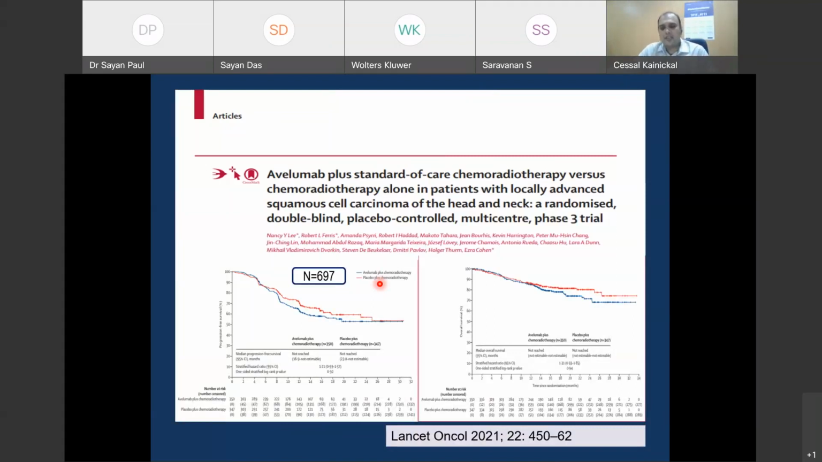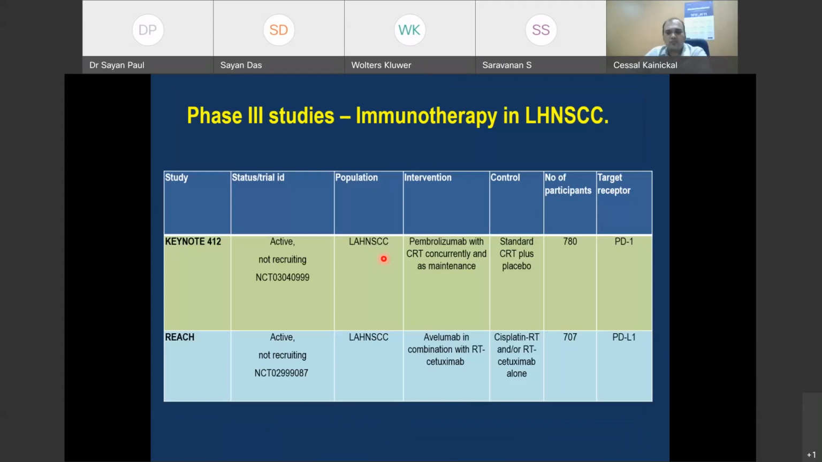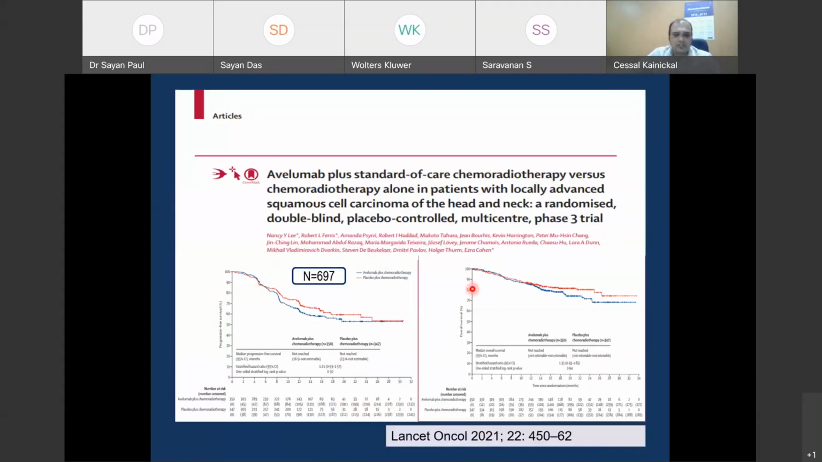Then the question is, can we use immunotherapy in addition to the concurrent chemoradiation? This was the avelumab trial presented in last ESMO meeting, published very recently in April in Lancet Oncology this year. It is randomized, comparing standard concurrent chemoradiation versus concurrent chemoradiation plus avelumab. When we look into the results, there is no difference in progression-free survival, which was the primary endpoint, and no difference in overall survival. So as of now, we do not have any data.